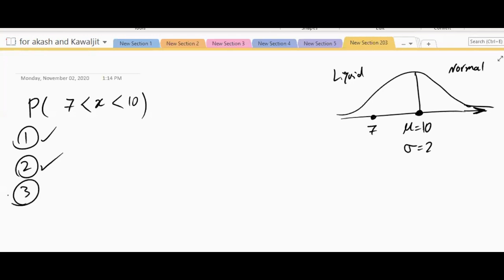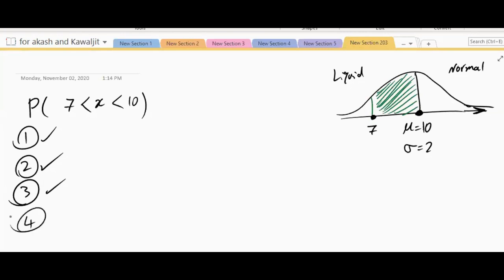Step 3. Identify areas of the interest. Very good. So the area of interest would be between 7 and 10, right? This is the area between 7 and 10. And so we identified that. And then what is the next step? Find the area in the table.